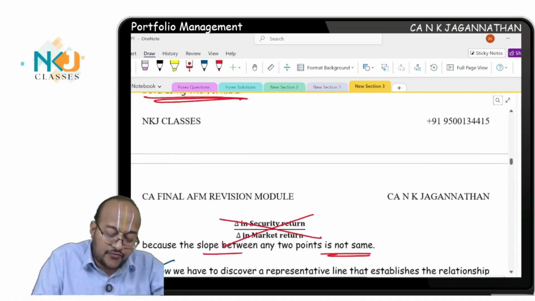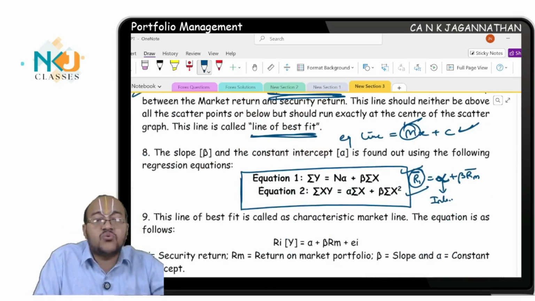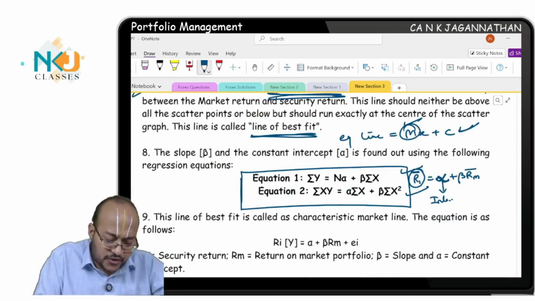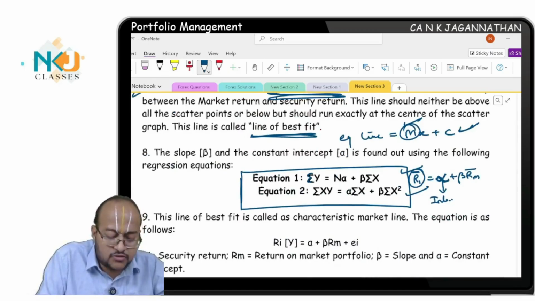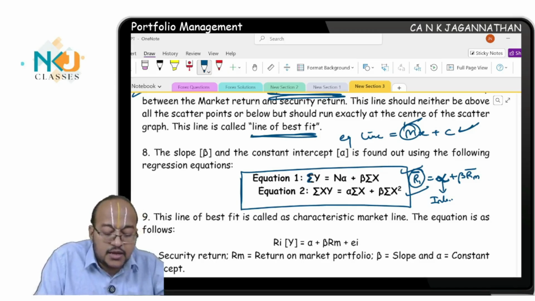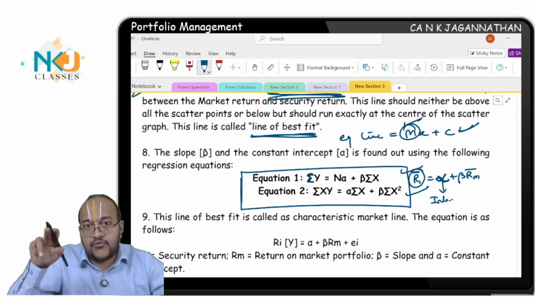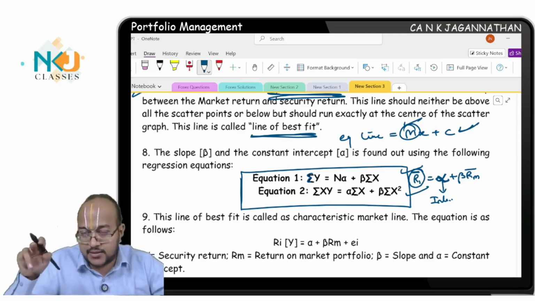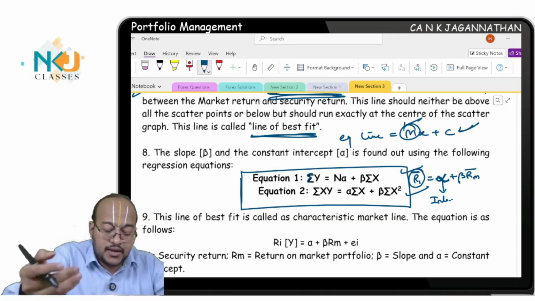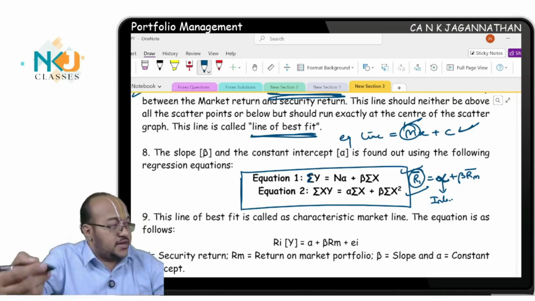How to find alpha and beta? Very simple. We have two regression formulas. Equation 1: summation of y is equal to n alpha plus beta into sigma x. Equation 2: sigma xy is equal to alpha sigma x plus beta summation of x square.